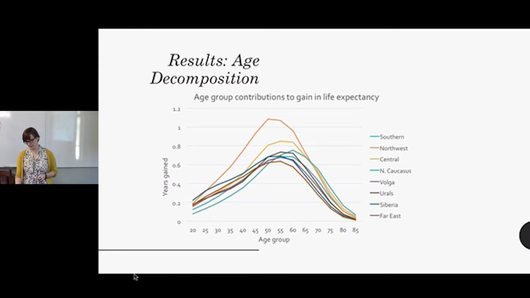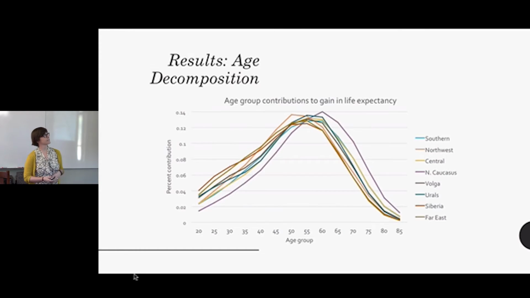Okay, I want to talk a little bit about the age decomposition of mortality improvement. And here's what I was talking about with regional differences. Again, we see the Northwest, St. Petersburg, is an outlier in several ways here. The peak is a little bit earlier. We have this peak in mortality improvement around 50 to 55. It's more like 45 in St. Petersburg. It's a much higher curve overall. They gained a lot. And in general, just at younger ages, they're gaining a lot more in life expectancy.